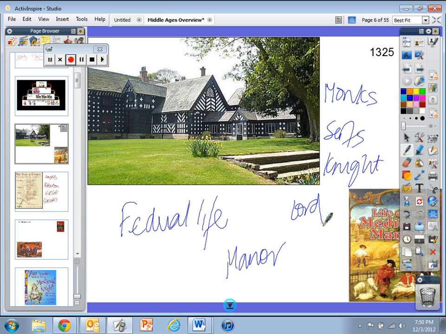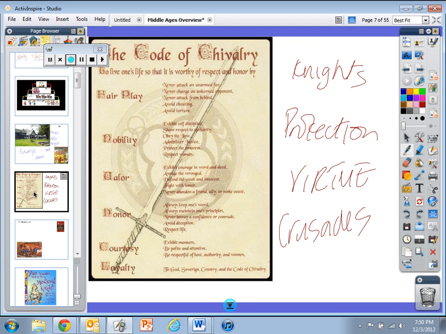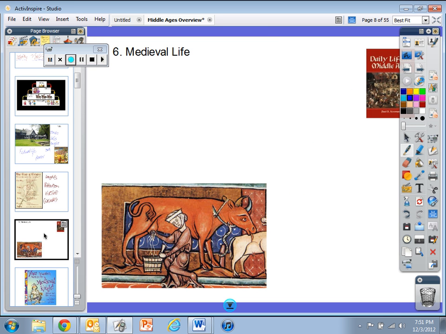So you'd look at that image, and then you'd start to argue why history needs to be interpreted by reading that picture, along with what life was like in that part of history. The code of chivalry, knights, protection, virtue. You're going to talk about crusades, why the men who were soldiers were virtuous, why there were crusades. Medieval life, you don't need to worry about that one.